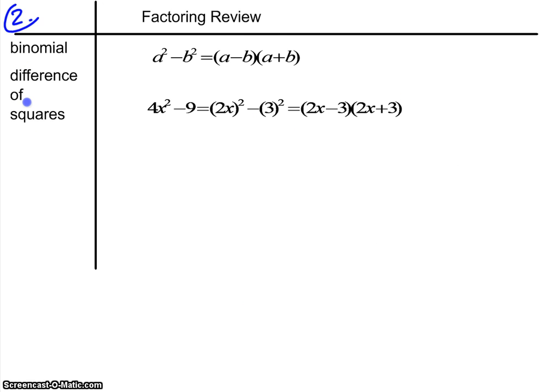Step number 2, or binomial. Binomial, the big one that we look for is a difference, which again is subtraction, of perfect squares. Can I write the 2 pieces as something squared? And it comes out to be this pattern: a squared minus b squared is going to be equal to a minus b times a plus b.